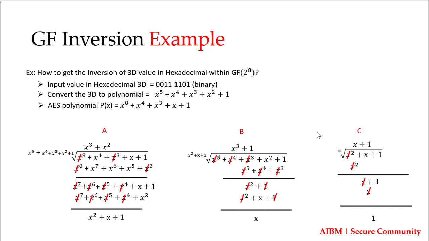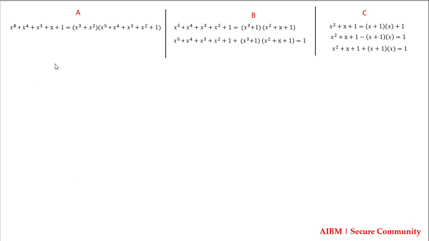Now, after getting the results of the A operation, B operation as well as the C operation, we will do some basic mathematical operations in order to get the inverse of 3D. Here we have the results of the A, B and C operations. Here we have the main equations, the divisor and the remainder. We will do the operations one by one.